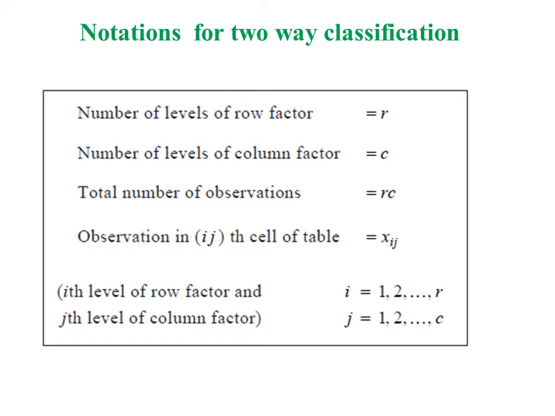Now, are there any notations for two-way like one-way? Yes, of course there are. So here I am mentioning the number of levels of the row factor is R, the number of levels of the column factor is C. The total number of observations is the multiplication of these two, R into C. The observation in the ijth cell of the table is equal to xij, where i runs from 1 to R, j runs from 1 to C. That means row-wise, column-wise.